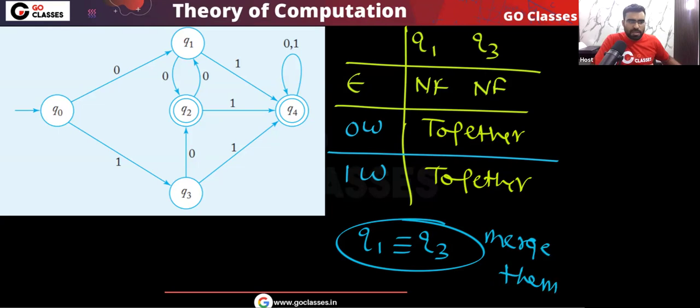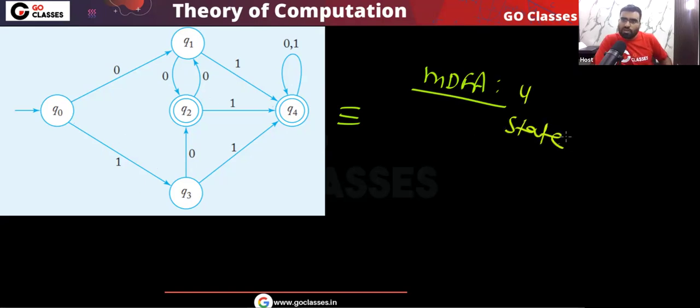I can merge them. So in the minimal DFA, how many states will be there? Tell me. The minimal DFA will have how many states? There will be total 1, 2, 3, 4. 4 states will be there. Let me create the minimal DFA. It will be like this.